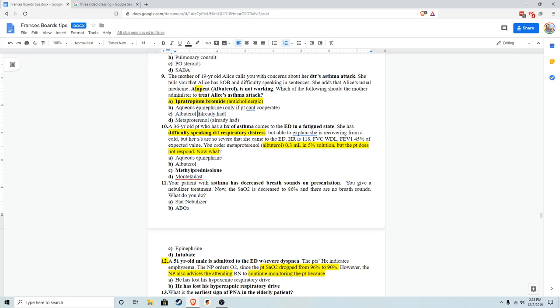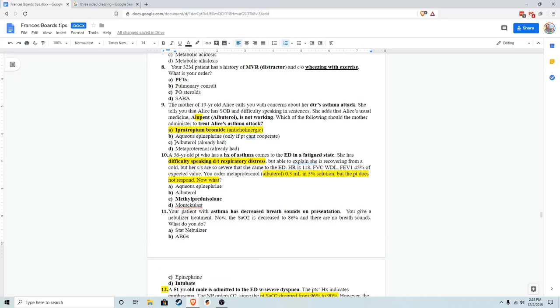So we're looking at the "-ols". Those are going to be our beta agonists. Salmeterol is our long-acting beta agonist. So anytime it's "-ol", it's going to be beta. These two are the same, so those can be tossed out. What do we have left? We have ipratropium bromide, which is our anticholinergic, and then we have aqueous epinephrine. What happens in stepwise fashion: first we give the short-acting beta agonist, then we give the short-acting anticholinergic as the next step. So A would be the correct answer.